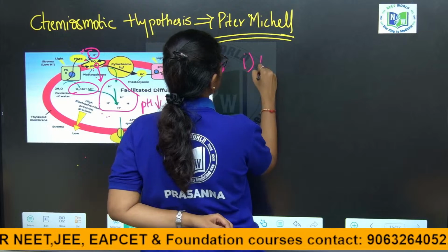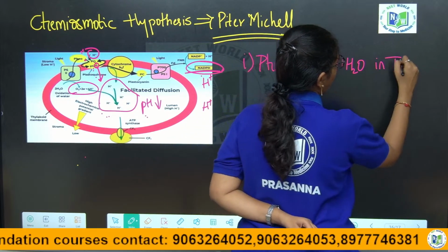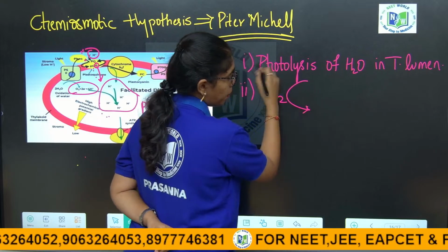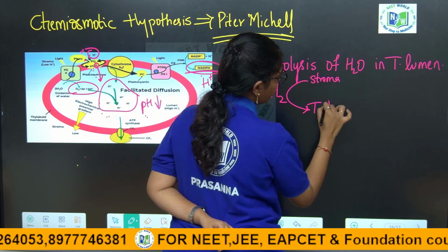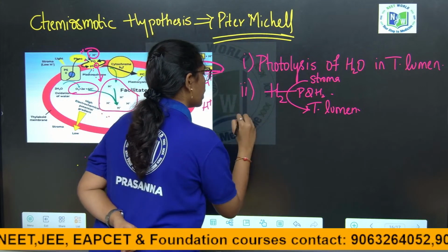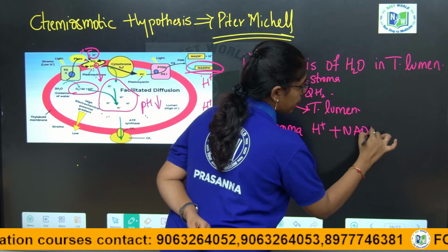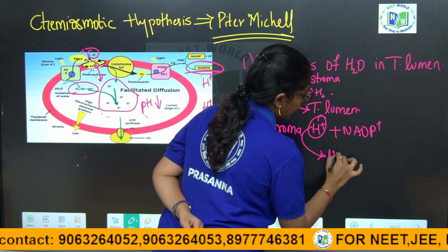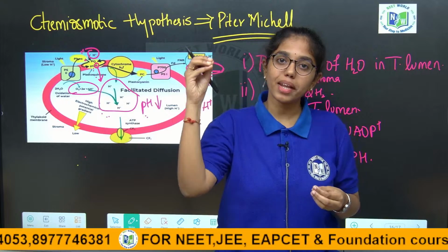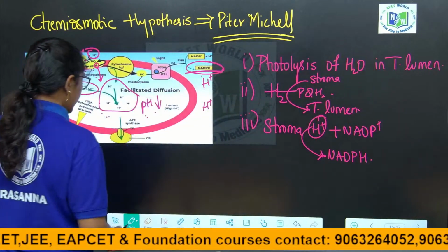First is photolysis of water in the thylakoid lumen. Second is H plus is passed from stroma to thylakoid lumen by plastohydroquinone. And third is in stroma, whichever H plus is present is binding with NADP plus and forming NADPH. Because of these 3 activities, H plus concentration in the stroma is very much less when compared to the H plus concentration in the thylakoid lumen, because of which an electrochemical gradient will be generated.